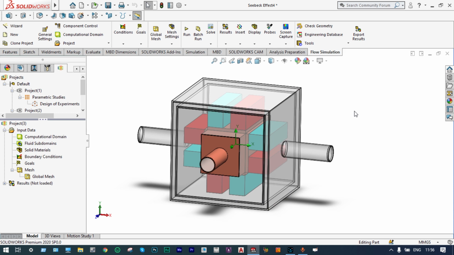Next, we have to apply the fluid subdomains, because we are having different types of fluids and all the fluids will be applied from different subdomains. For application of fluid subdomains, let us cut this model from top plane.